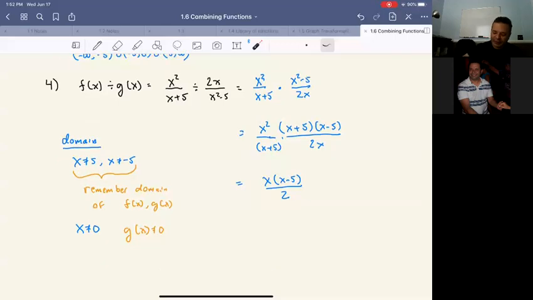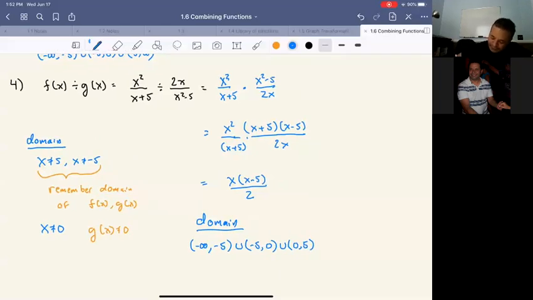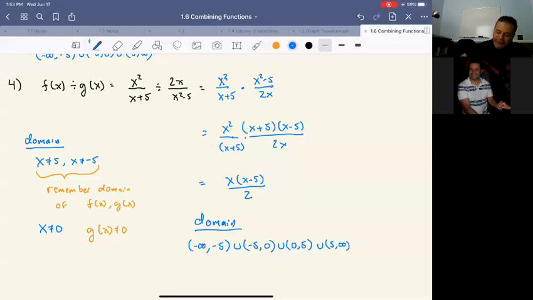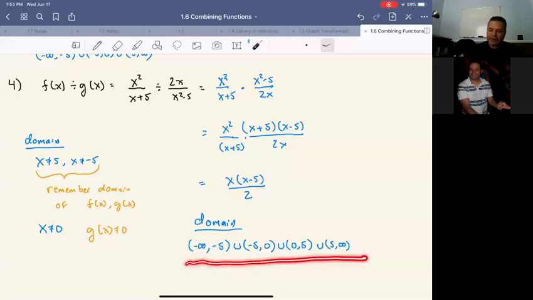So our domain, when we put it in interval notation, is going to be negative infinity to negative 5, together with negative 5 to 0, together with 0 to 5, together with 5 to infinity. So what this all means is we're basically taking the whole real number line and we're throwing out negative 5, 0, and 5.